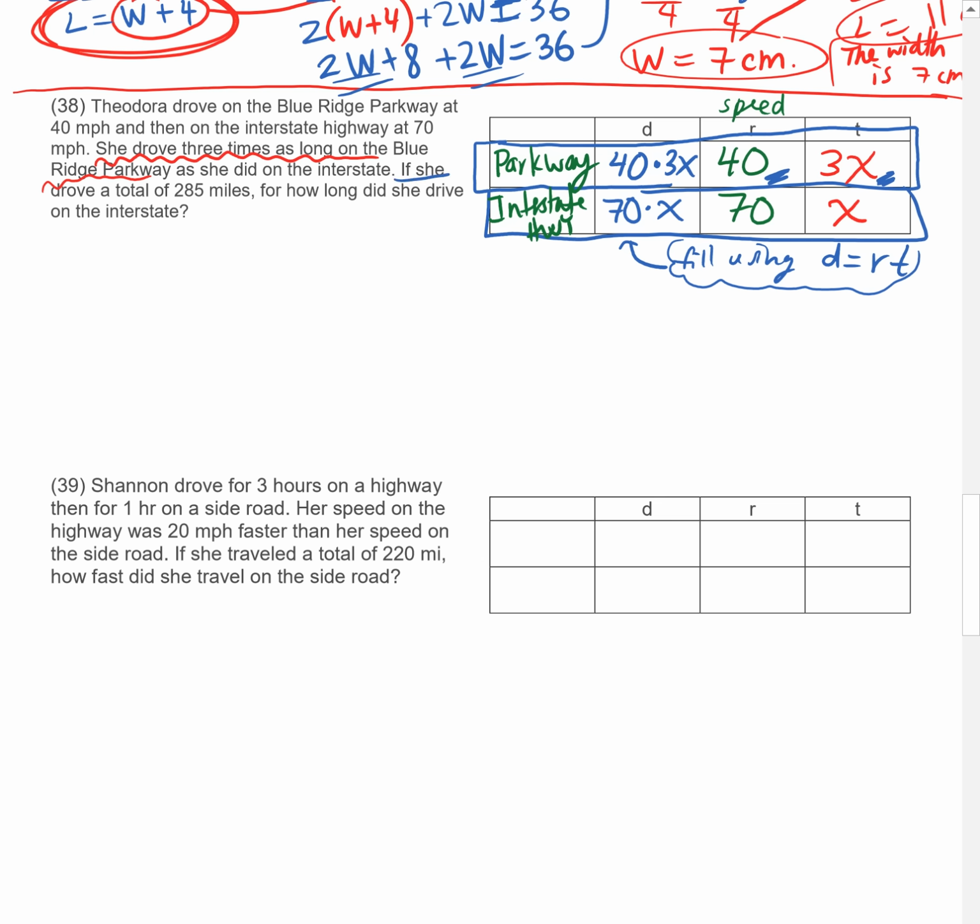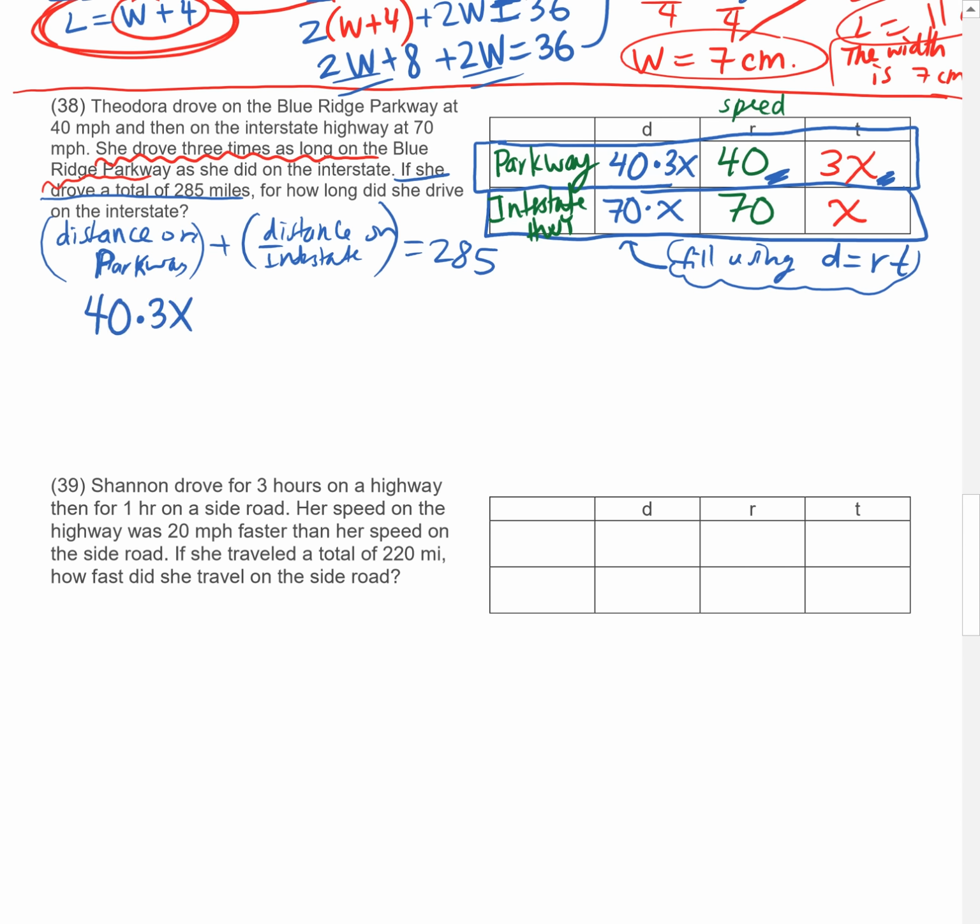So the last sentence here, she drove a total of 285 miles. So that's distance, right? So it's like, I can brainstorm if I want to. If you kind of need some brainstorming. Her distance on the Parkway, plus her distance on the interstate was 285 miles, because they said that's the total amount she drove, and she drove on 2 places, the Parkway and the interstate. But her distance on the Parkway, we filled that out, it's 40 times 3x. And her distance on the interstate, we filled that out too, it was 70 times x.